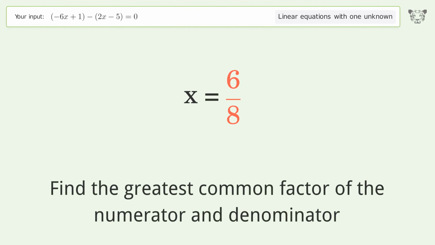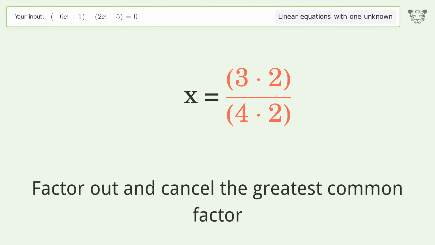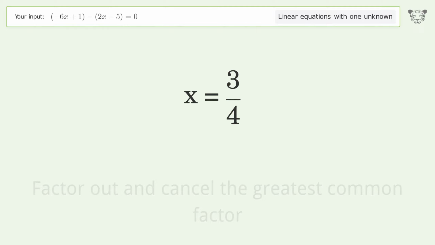Find the greatest common factor of the numerator and denominator. Factor out and cancel the greatest common factor. And so the final result is x equals 3/4.